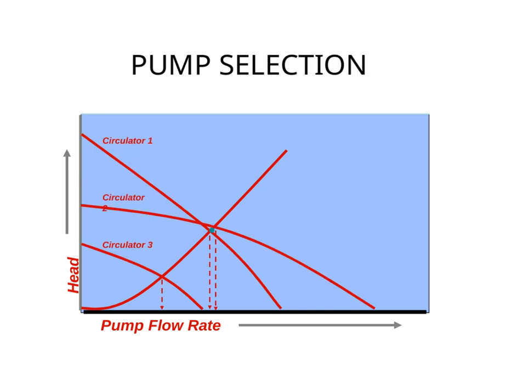Now let's focus on pump selection. We're looking at 3 circulators, circulator 1, 2, and 3, each playing a role in moving fluid through the system. The key factors here are the pump flow rate, which tells us how much fluid is being moved, and the head, which is the pressure the pump needs to overcome. Balancing these ensures the system runs efficiently and reliably.